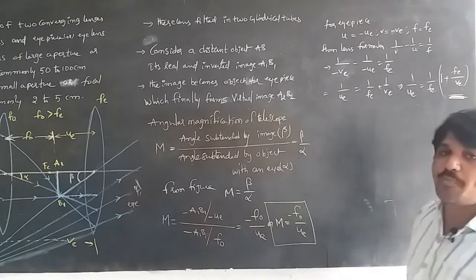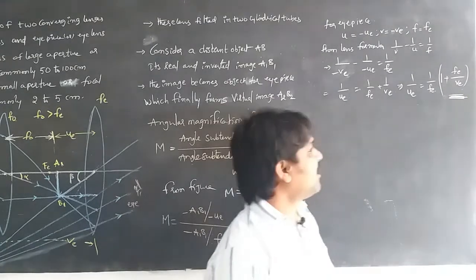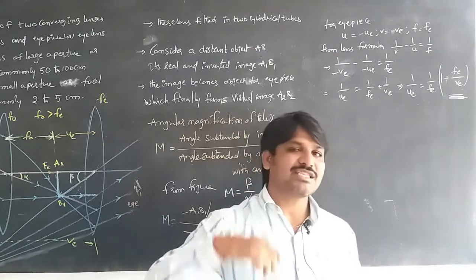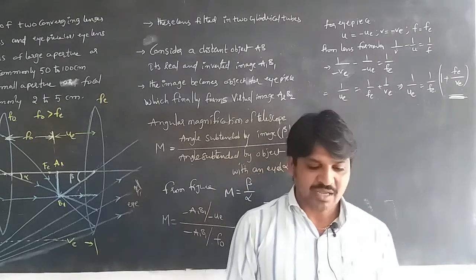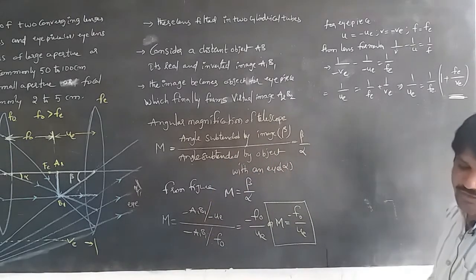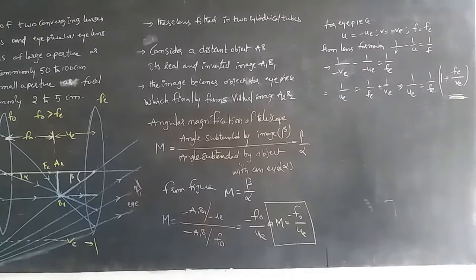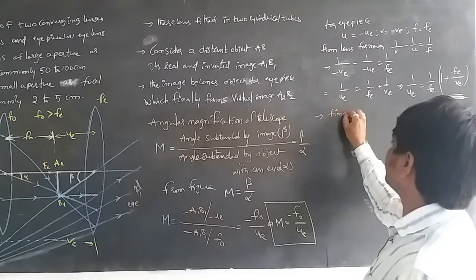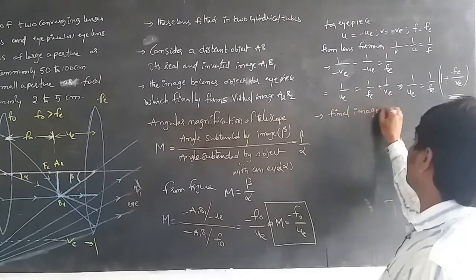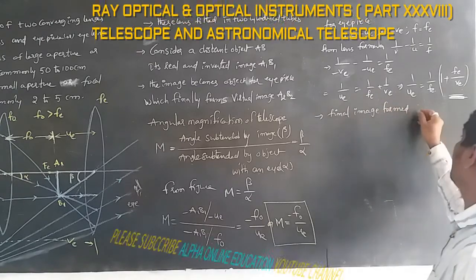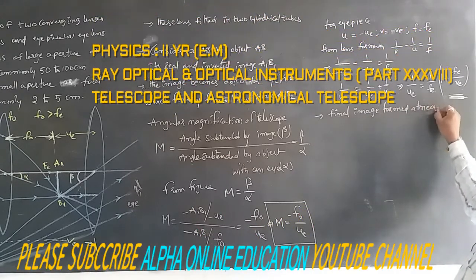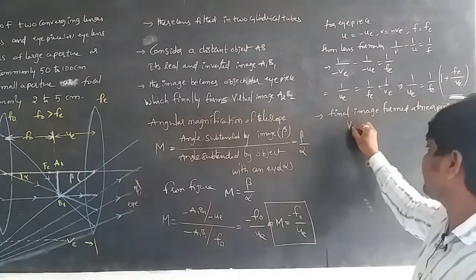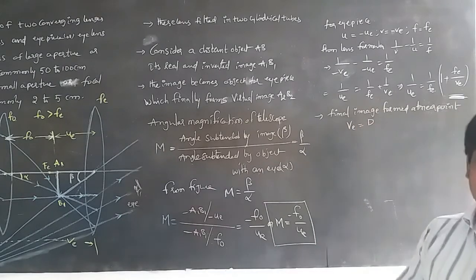Then there are two possible adjustments for this formula: when the image is formed at the near point and when the image is formed at the far point, that is infinity. When the final image is formed at the near point, near point means that ve is equal to a certain distance d.